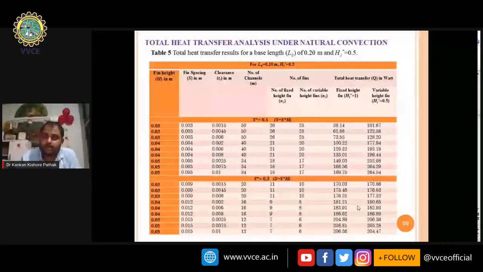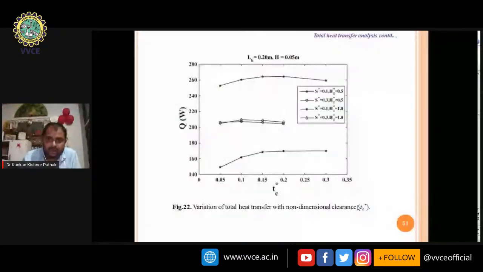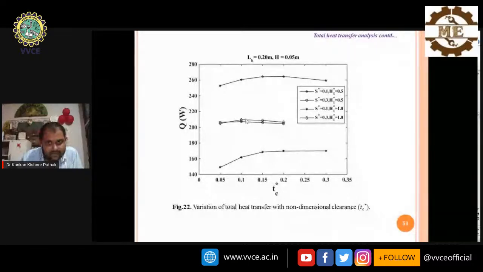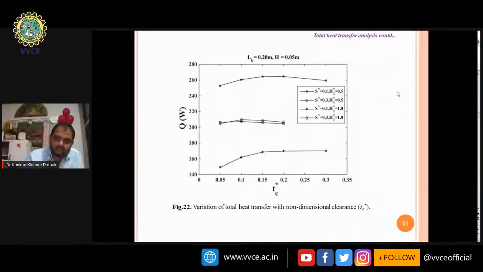The variable height or dual height fin array can be used with very compact fin spacing, because it can be seen from here. Suppose we have the 0.1 fin spacing and the dual height fin array. Using that fin spacing, we can see these values here, and the conventional design will give the values here. But in case of the 0.3, with the conventional and the dual height, that will give these. So it is better to use the dual height fin array in case of the lower or compact design fin spacing, because the improvement will be massive.